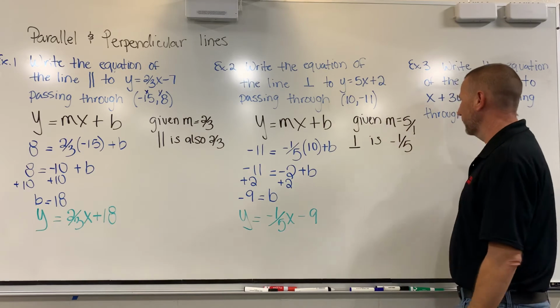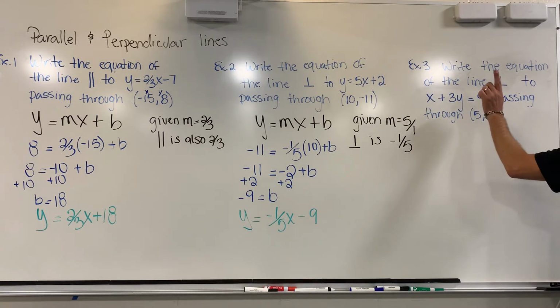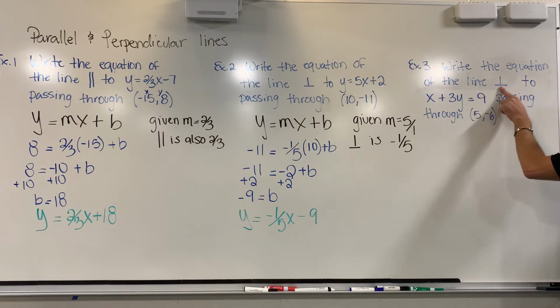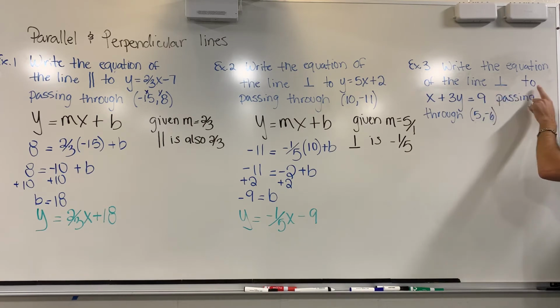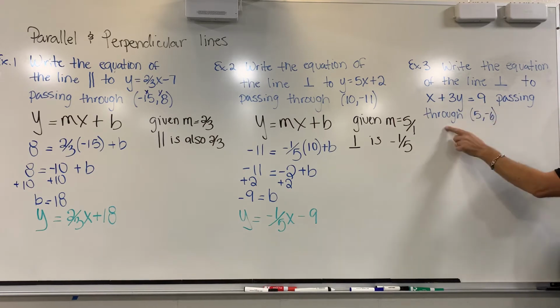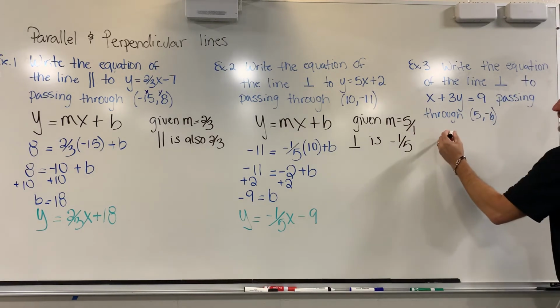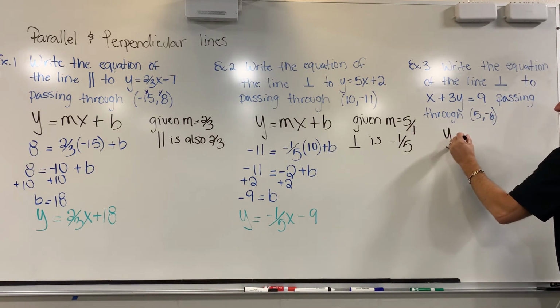All right, so I saved the worst for the last. This is a problem that requires a little bit of extra work. So hopefully I'll have enough space. I might have to write off to the side, but when I look at this problem, number 3, I see that I've got a little bit of an issue. Because it says write the equation of the line perpendicular, which is no big deal, we can do that, to x plus 3y equals 9, passing through 5, negative 6. Well, here's our problem. Right away, I can see I've got an issue because I'm not in this format.